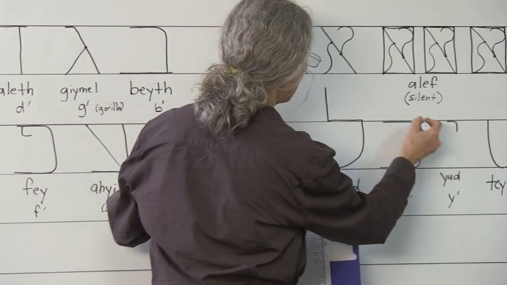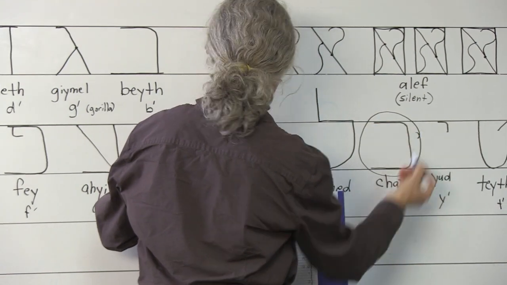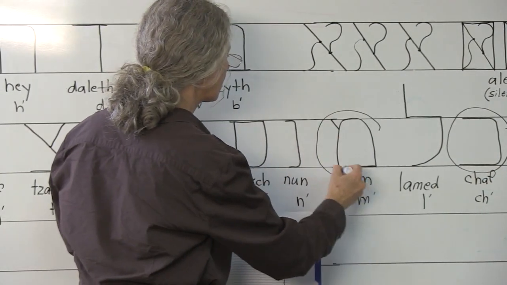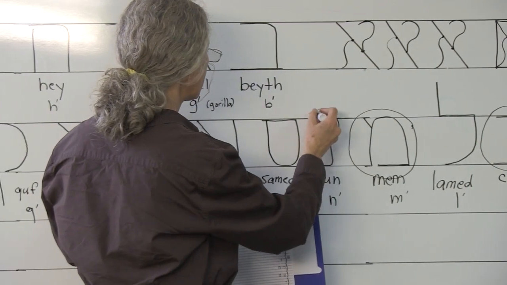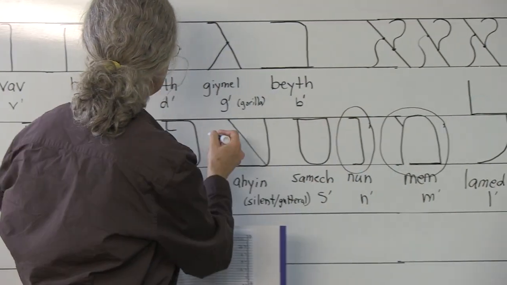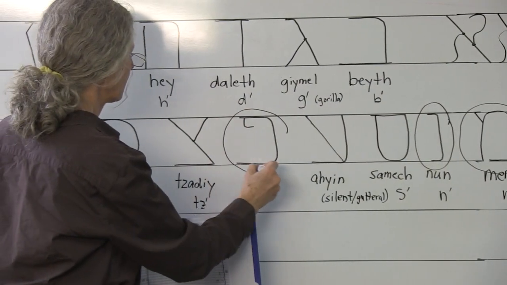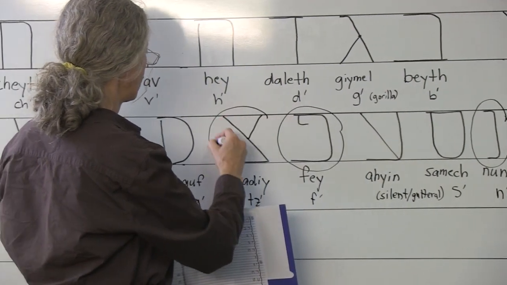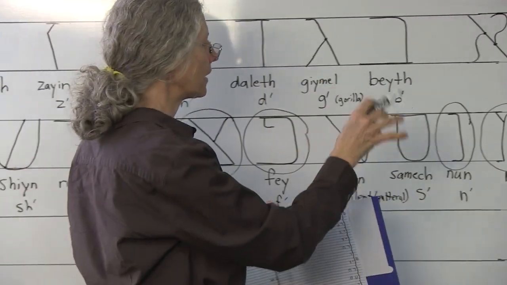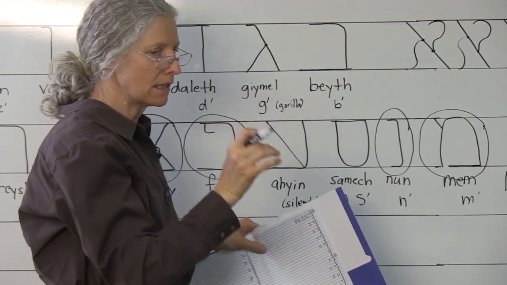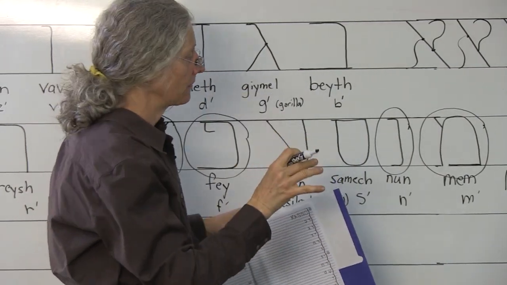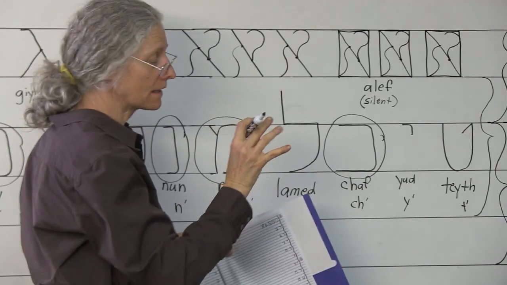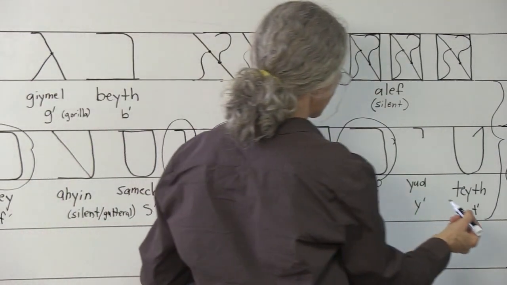So there's a Chaf Sofyth, I'll just circle this. A Mem Sofyth, a Nun Sofyth, Fe Sofyth, and Tzadi Sofyth. Okay, so those 5 letters, when they come at the end of a word, change shape a little bit. You'll still recognize them. Okay?